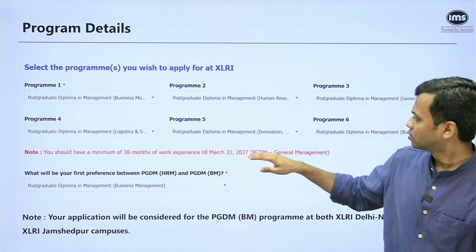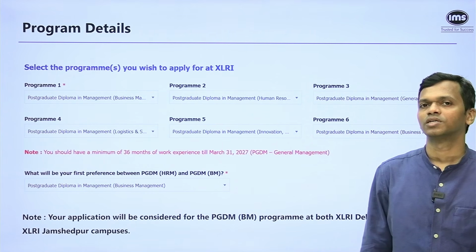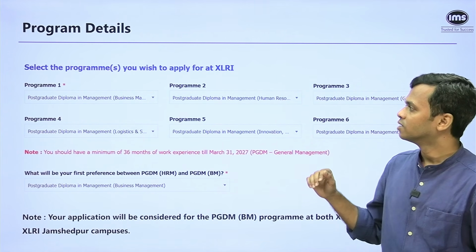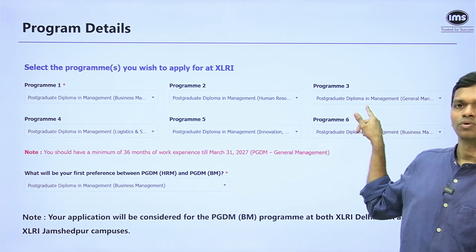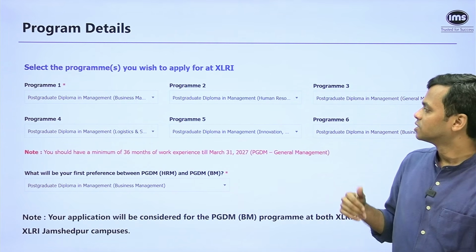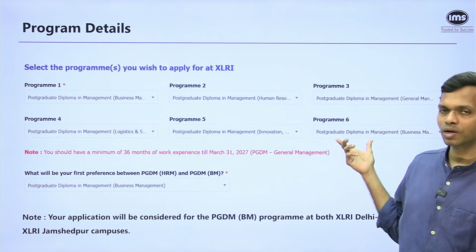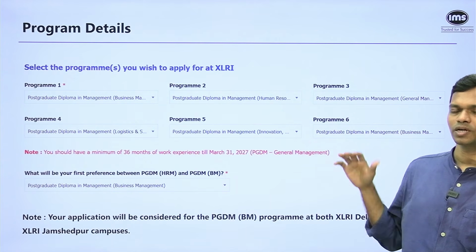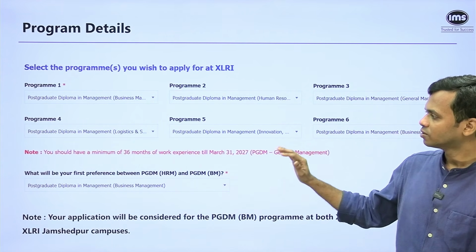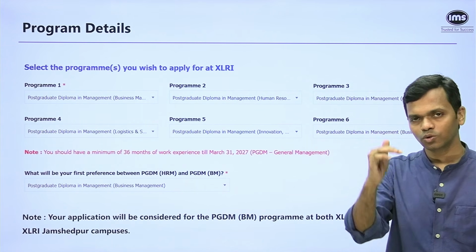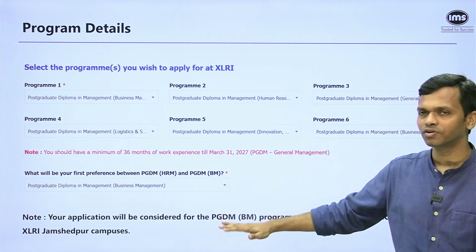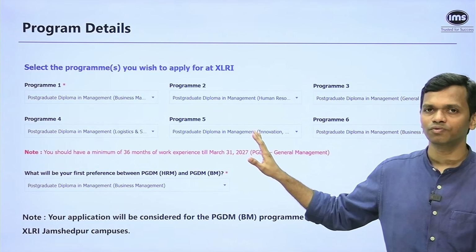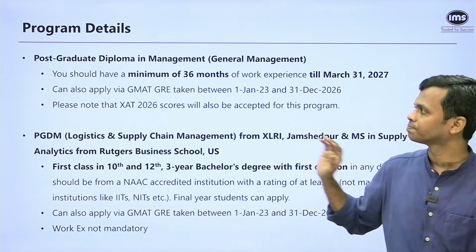Now for the PGDM GM program, you need minimum 36 months of work experience. So if you have less than that, then you're not eligible for this particular program, so you cannot apply. Similarly, if you're looking at program 6, which I will talk about, if you have a 3-year graduation program, then you're not eligible. I'll talk about that, but just check the eligibility. All those documents are given just after this section, so I would suggest that you go through all of them. I'm giving you a gist of them, however, just for your quick reference.